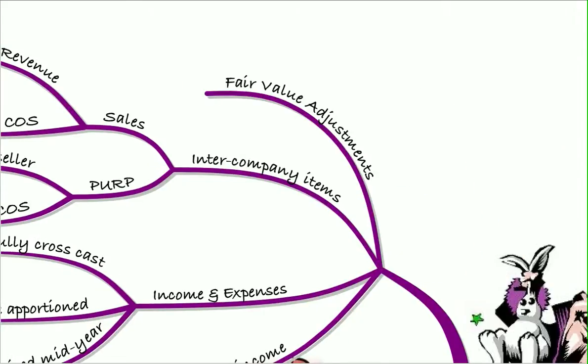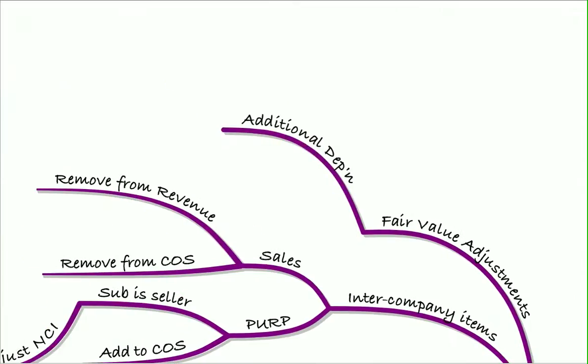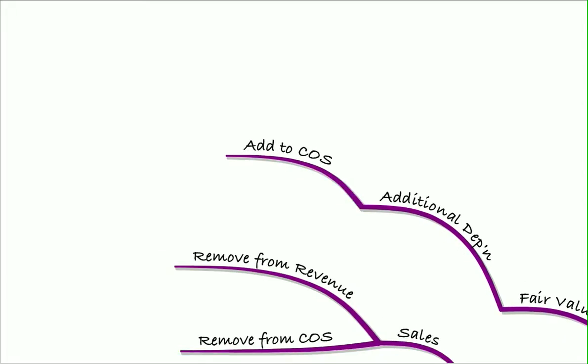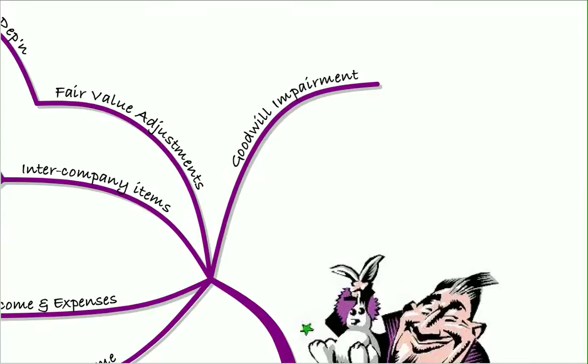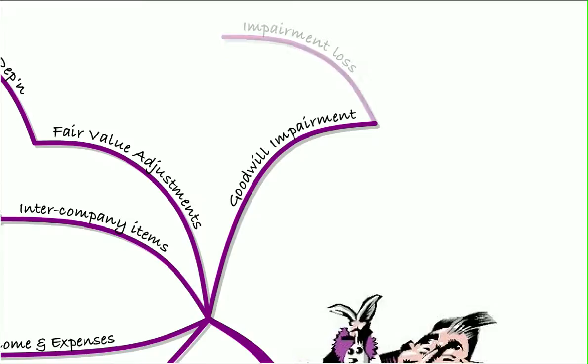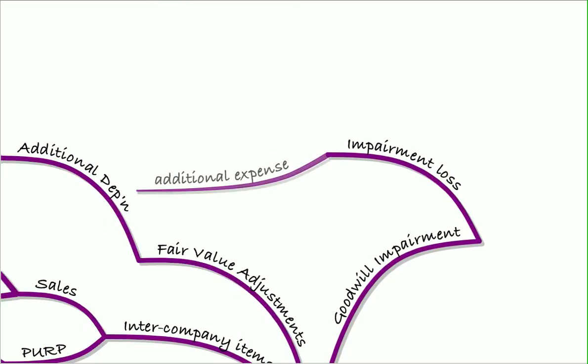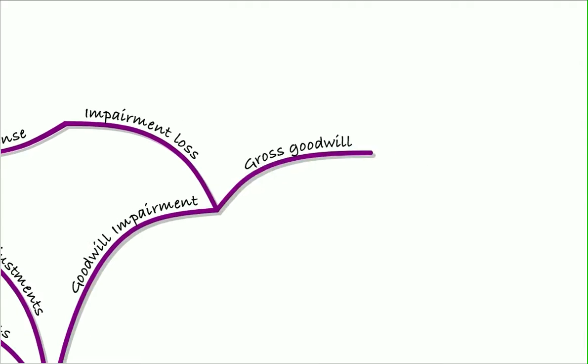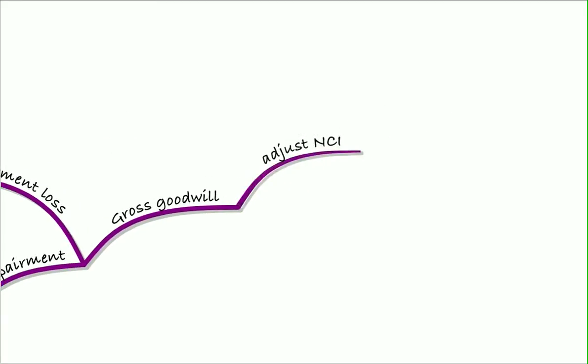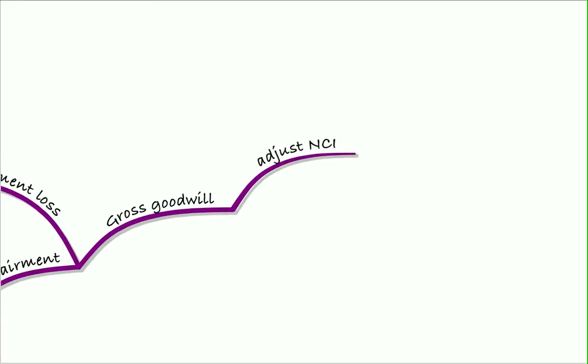When it came to fair value adjustments, we needed to remember any additional depreciation. Remember, that would affect our income statement. Again, we'll add that to cost of sales and we will adjust the non-controlling interest for their share of it. Goodwill impairments we need to look out for as well. So this would be an impairment loss, which is an additional expense. So we need to look out for those. Also, if it was gross goodwill, we'd need to adjust our non-controlling interest in our income statement.